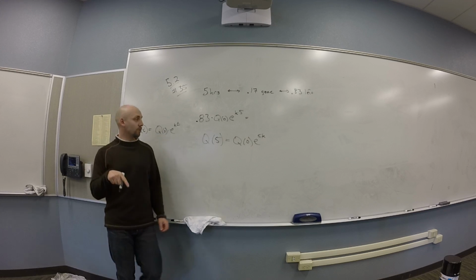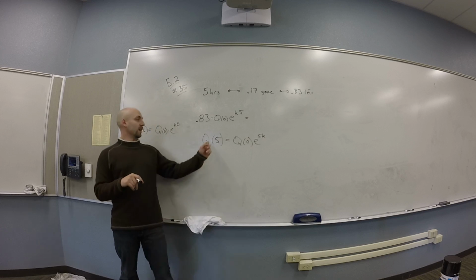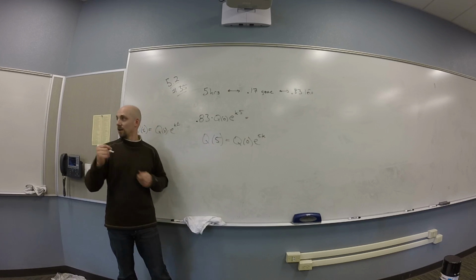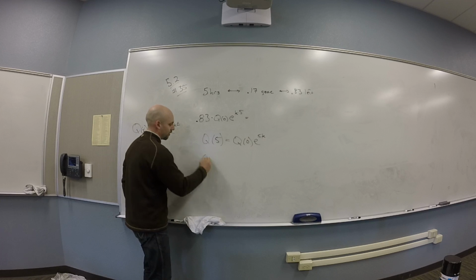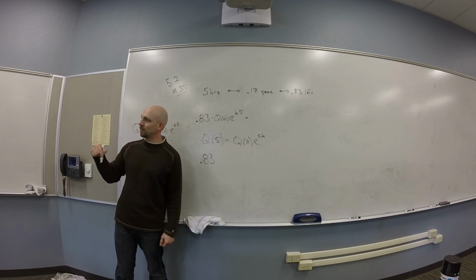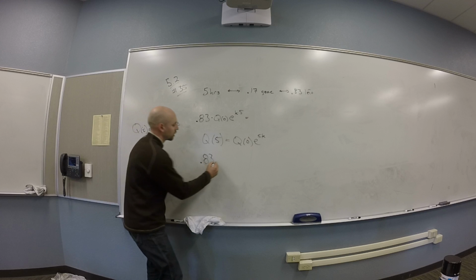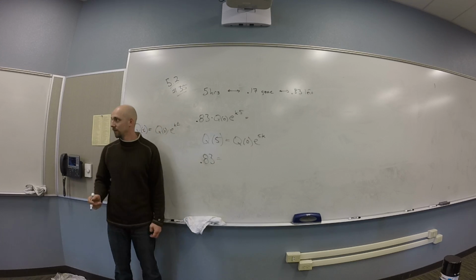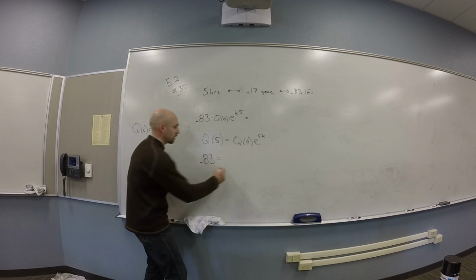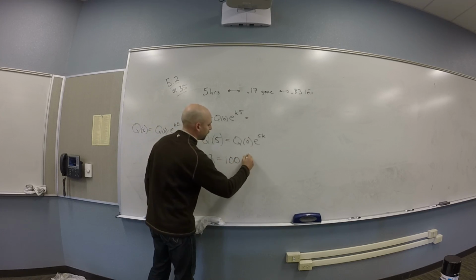And I think you just messed up where you put your 0.83. Is 0.83 the amount you started with, or is it the amount in 5 hours? It's the amount in 5 hours. Yeah, so that should go over here. It's 83% of whatever you started with, right? So what did you start with? You started with 100%, so you should have 0.83 equals 100 e to the 5k.